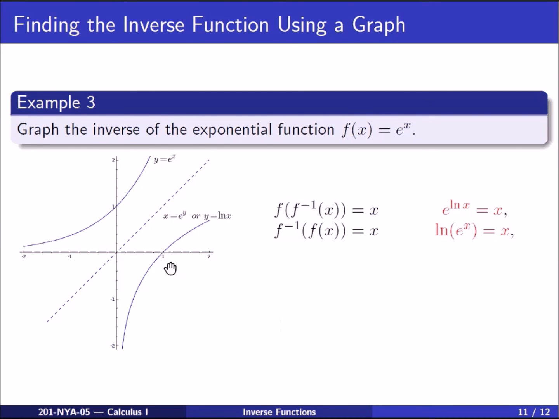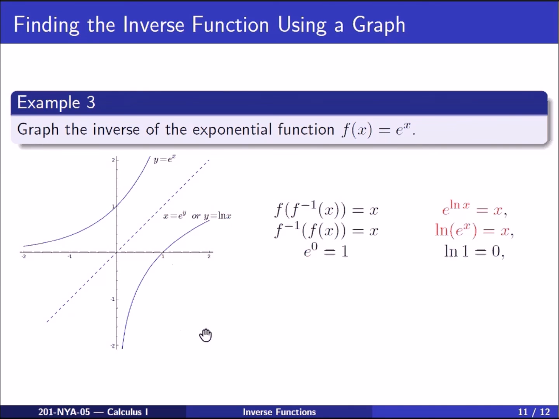Here's something very simple we can also notice. The curve here goes through 0, 1. So that means that this curve goes through 1, 0, because all you need to do to get the coordinates of this point is to switch the coordinates of this point. So that means that e to the 0 equals 1, because 0, 1 is part of the curve that represents the exponential function, and therefore ln of 1 equals 0.